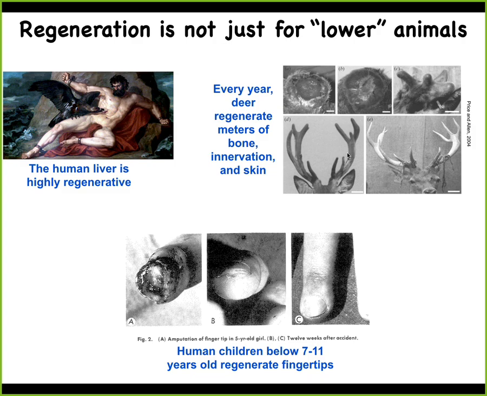Deer every year regenerate huge amounts of bone, vasculature and innervation. These antlers grow at a rate of 1.5 centimeters per day of new bone, so that is remarkable regeneration in an adult mammal. And human children are known to regenerate their fingertips up until a certain age. If they have a clean amputation and you don't close it up, you'll get a very nice finger regenerated after that.